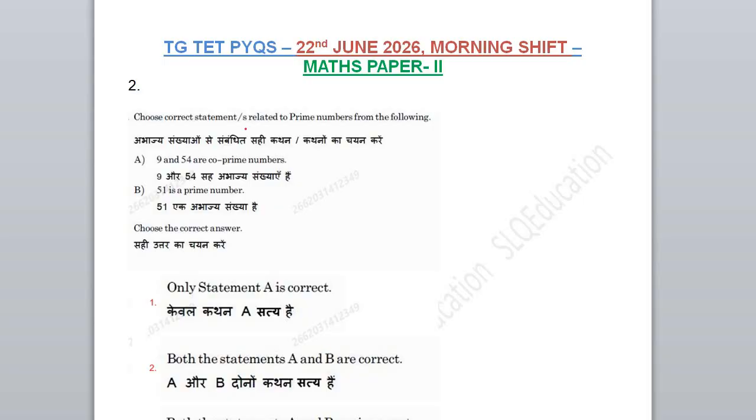Next, second question follows. Choose the correct statement or statements related to prime numbers from the following. So which is true related to prime numbers? Statements are given, A and B. A: 9 and 54 are co-primes. For co-primes, their GCD should be 1. But for 9 and 54, we can see that these two are divisible by 1 as well as 3 as well as 9. So these are not co-primes. So the first statement is a wrong statement.